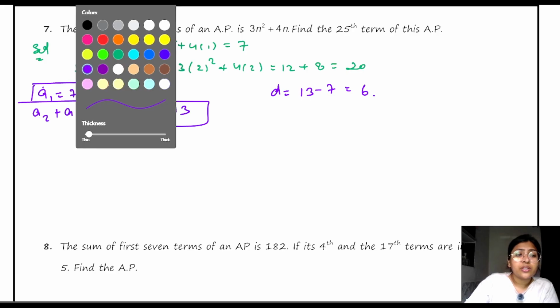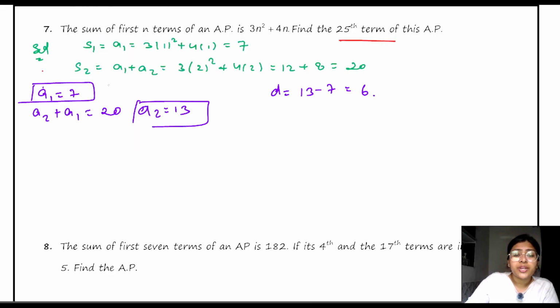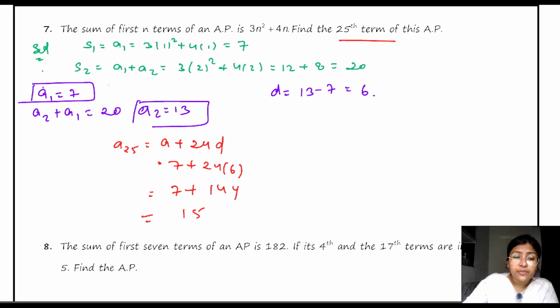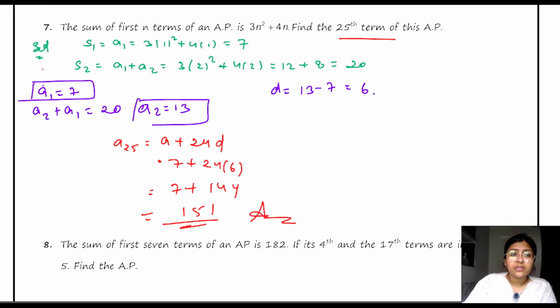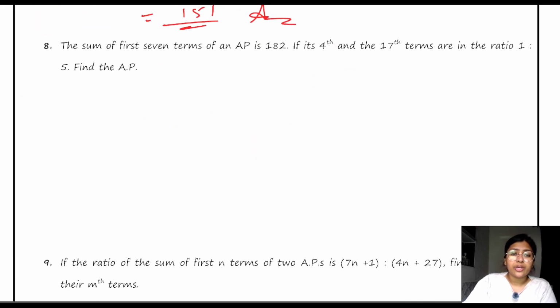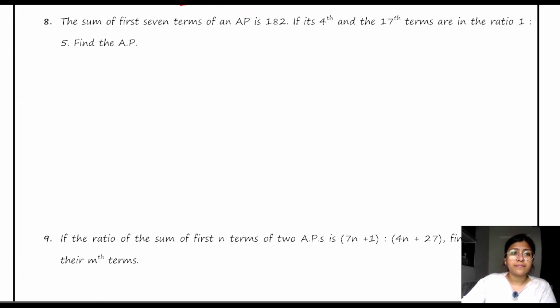Okay, what are they asking to find? The 25th term. Very easy. The 25th term will be a25 is equal to a plus 24d. The value of a is 7, so 24 into d, that is 6. 24 into 6 is 144. 7 plus 144 will be 151. So this is the 25th term of the AP. Okay, learners, any doubt in this question? No? Okay, now moving to the next question.